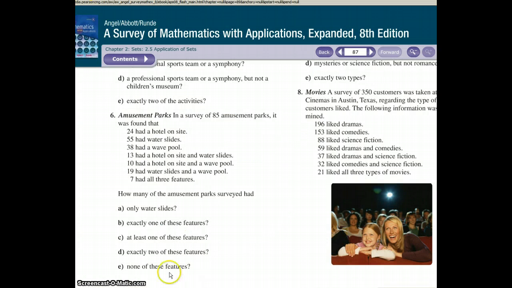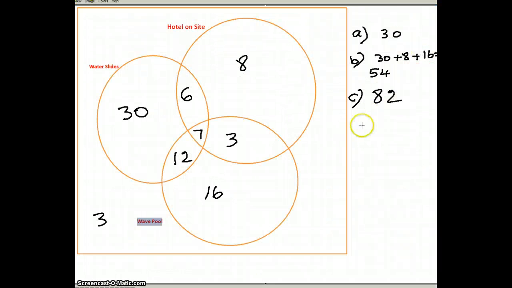Let's go to part D, exactly 2 of these features. As you know, this option here has exactly 2. It's a water slide and wave pool. This option here has exactly 2, the wave pool and the hotel on site. And this option here is also hotel on site and water slide. So let's add 6 plus 12 plus 3, and 6 plus 12 plus 3 is 21. So part D should be 21.